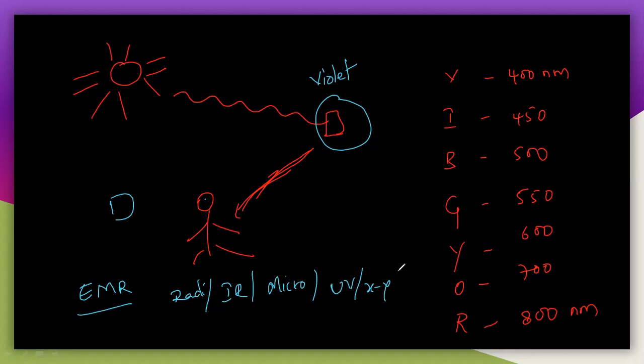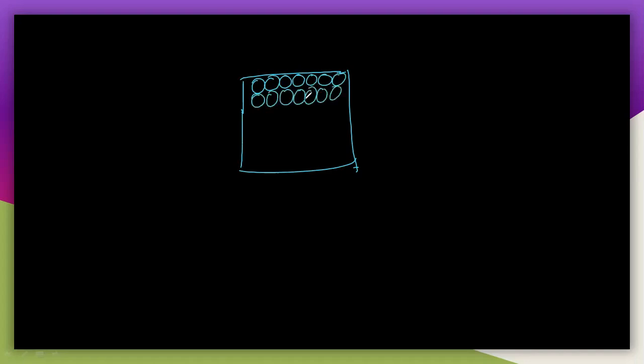I will tell you one example here. Every matter is made up of different atoms. See here, let us see the atoms. These are the atoms present in a particular matter here. I will show one example here.